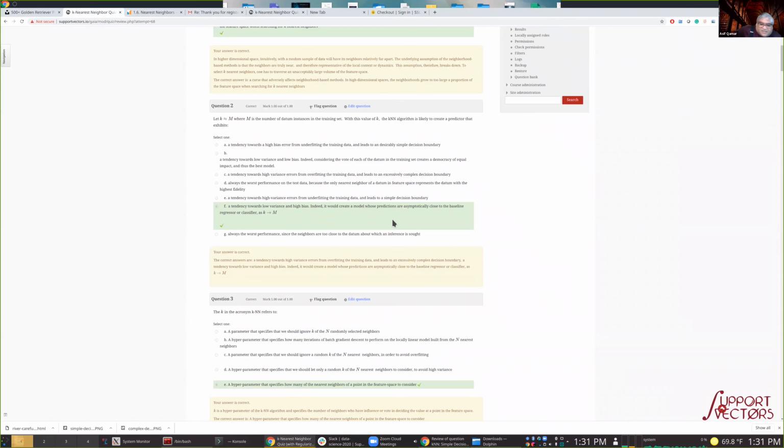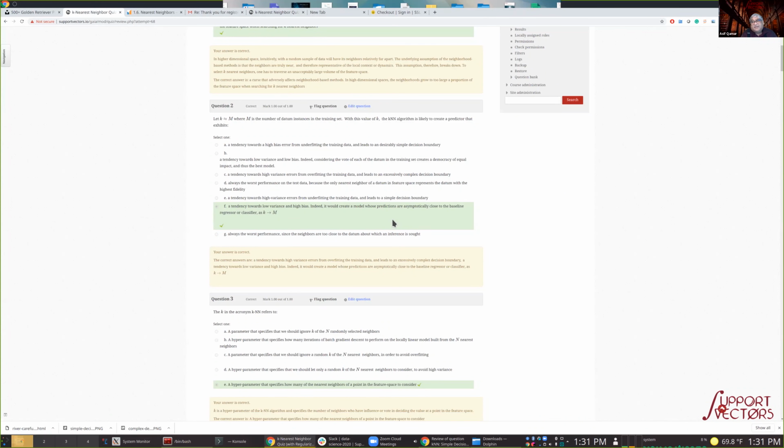Okay. So the next question is, suppose you have a training set where there are m instances of the data. And let's say you pick a k that is almost that. Suppose you have 200 data instances and you take k to be 190 or something like that, approximately equal to m. With this value of k, the KNN algorithm is likely to create a predictor that exhibits what?